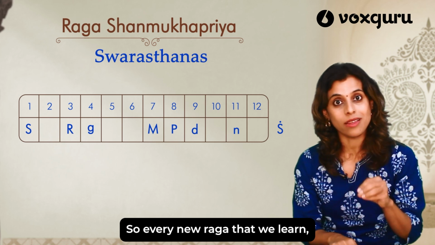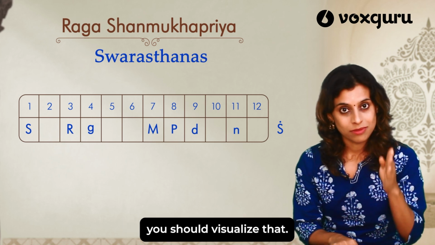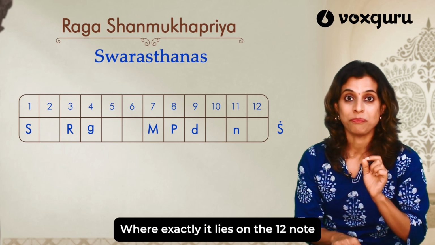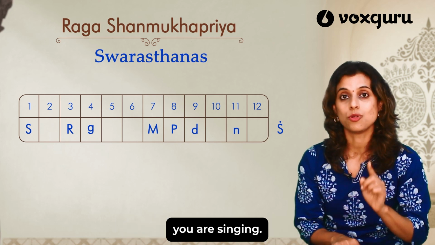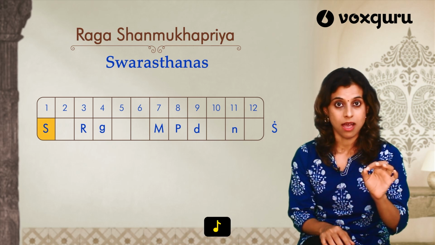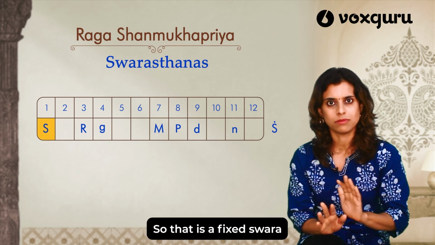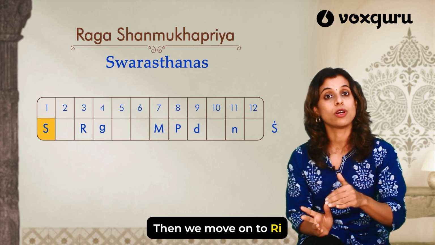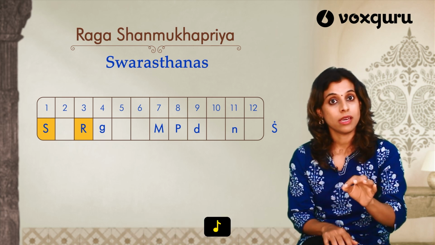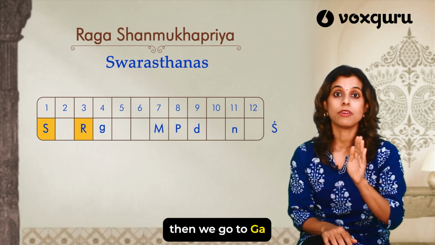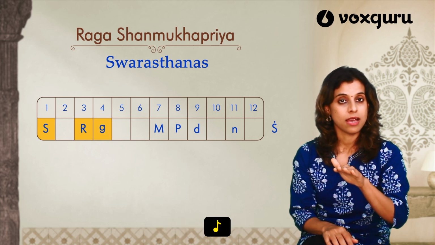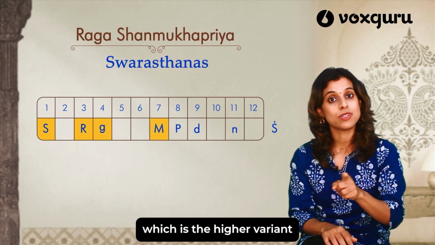So every new raga that we learn, you should visualize where exactly it lies on the 12 note scale so that you know which variant you are singing, okay? So let's start with the first note, which is sa. Sa. So that is a fixed swara, no variants, right? Then we move on to re, which uses the higher variant. So re. Then we go to ga, which is the lower variant. Ga. Then we go to ma, which is the higher variant.